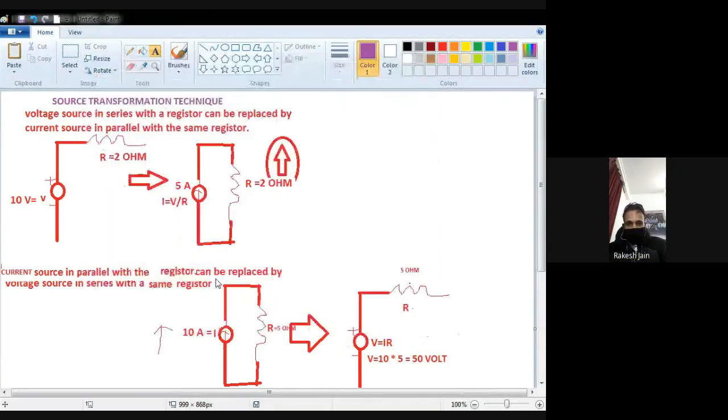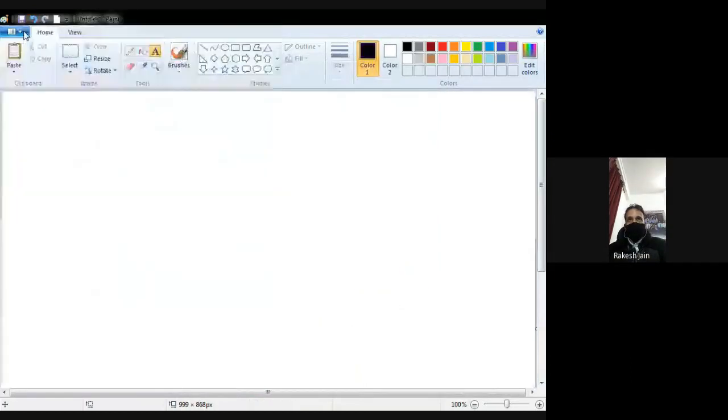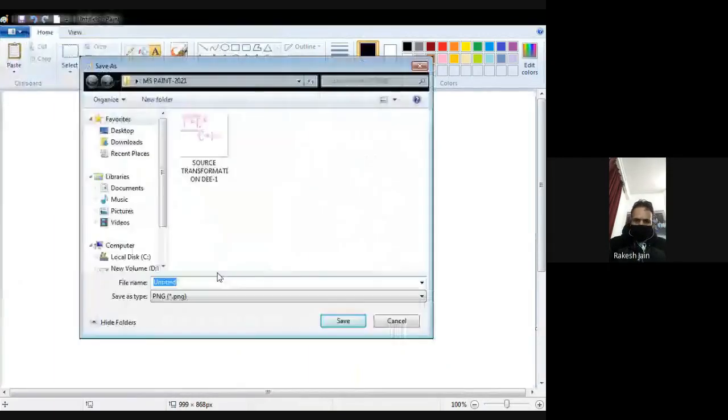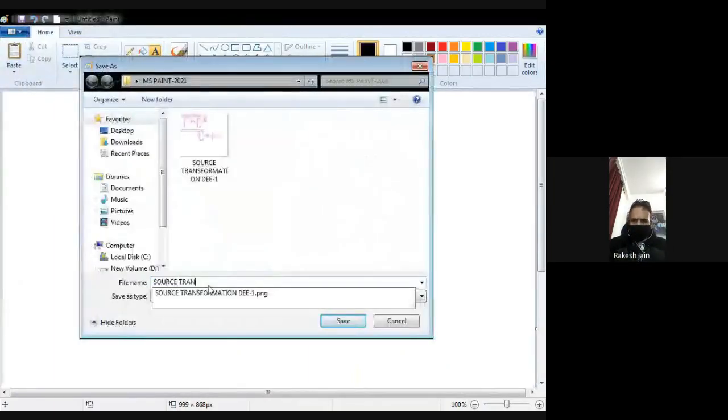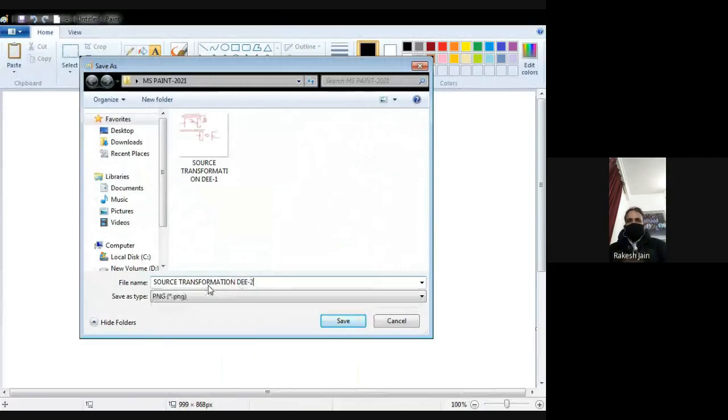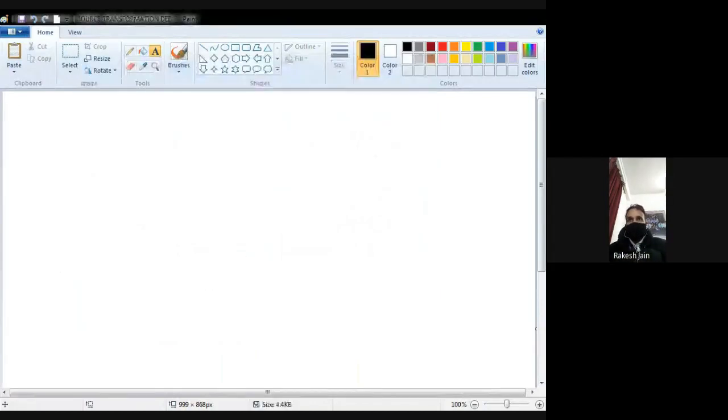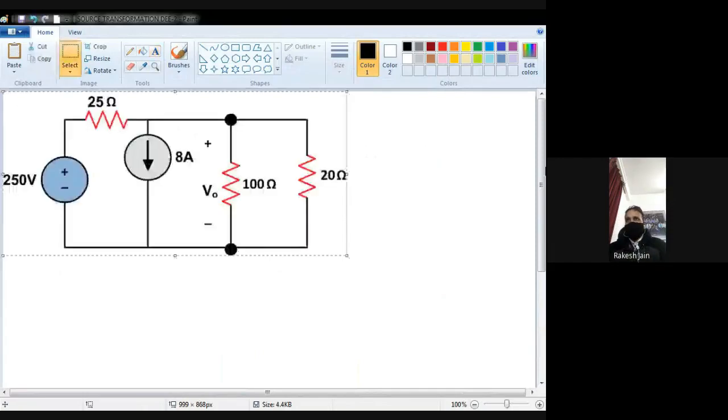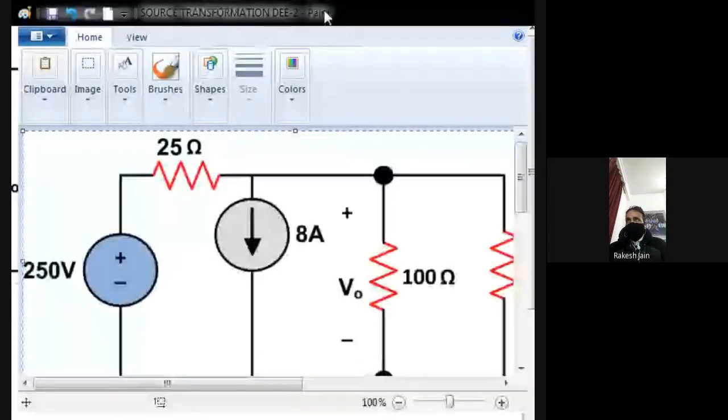Now we come with a new numerical. Let's suppose we want to solve a numerical. Let's suppose this one is my numerical, which is in front of you. I just minimize this one.